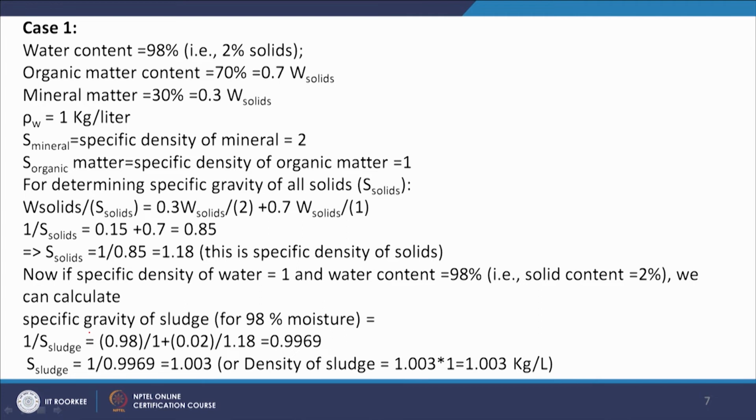Now what we will see, water content in the case 1 98% already have discussed, organic matter content 70%, that is if W solids is total solids, then 0.7 into W solids will be the organic matter content, and then mineral matter 30% of that, that is 0.3 into W solids, and rho W 1 kg per liter, and S mineral, that is specific gravity of mineral is equal to 2, and S organic matter, that is specific gravity of organic matter, is equal to 1, it is given.